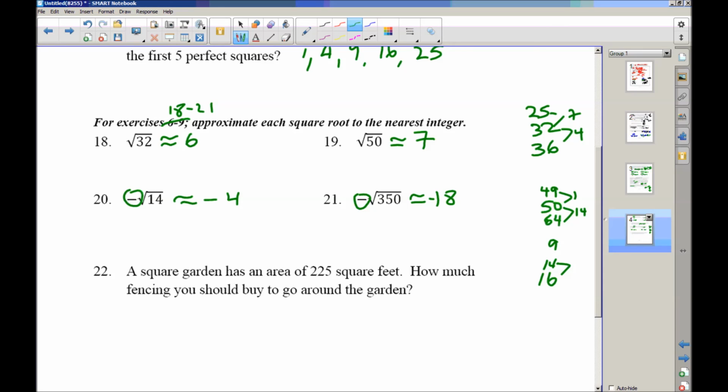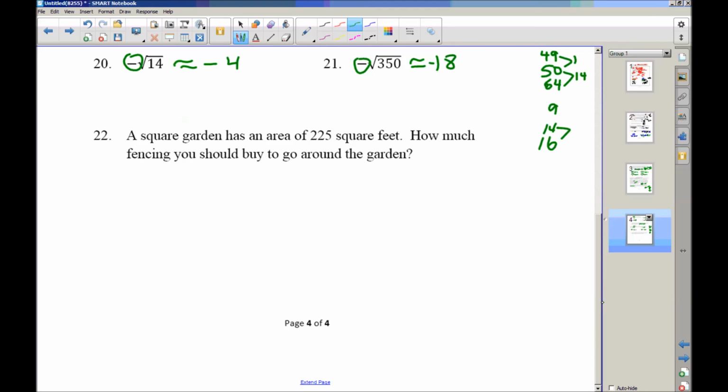Okay. Last one. A square garden has an area of 225 square feet. How much fencing should you buy to go around the garden? All right. So here's our square garden. It has an area of 225. That means there are 225 little squares inside of here. Now, it's supposed to be the same length on all sides. That's what makes it a square. Okay, and it has 90 degrees in the corners.